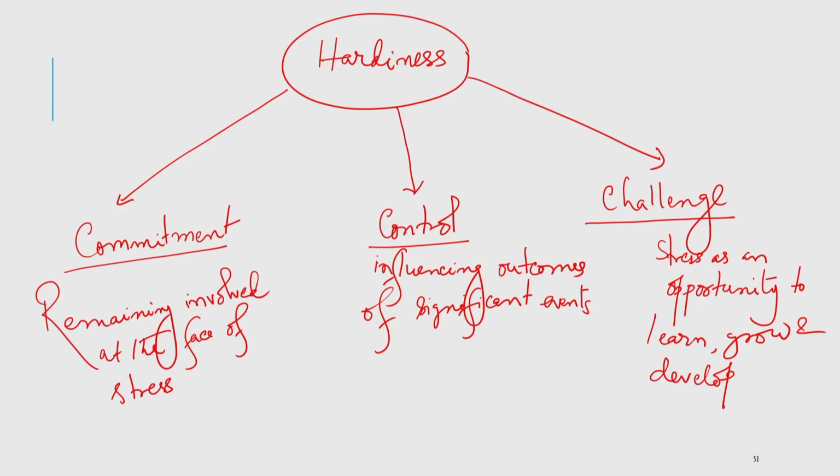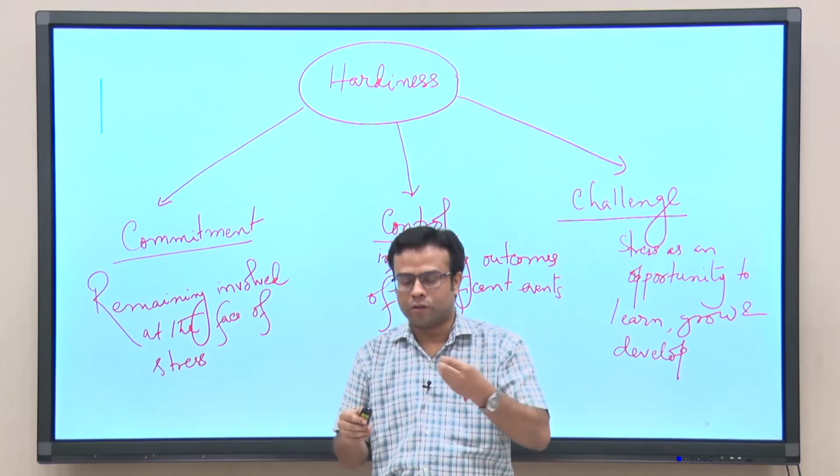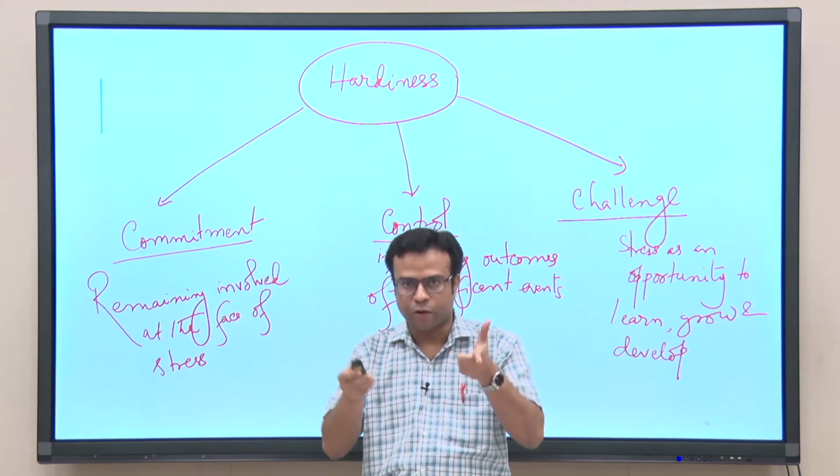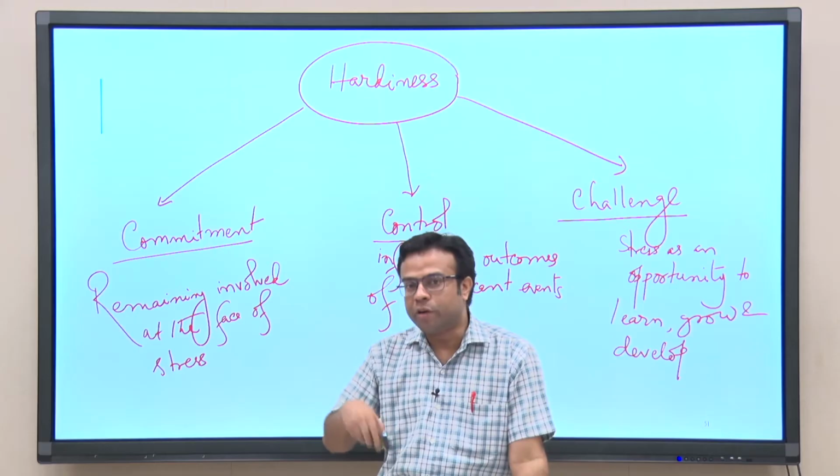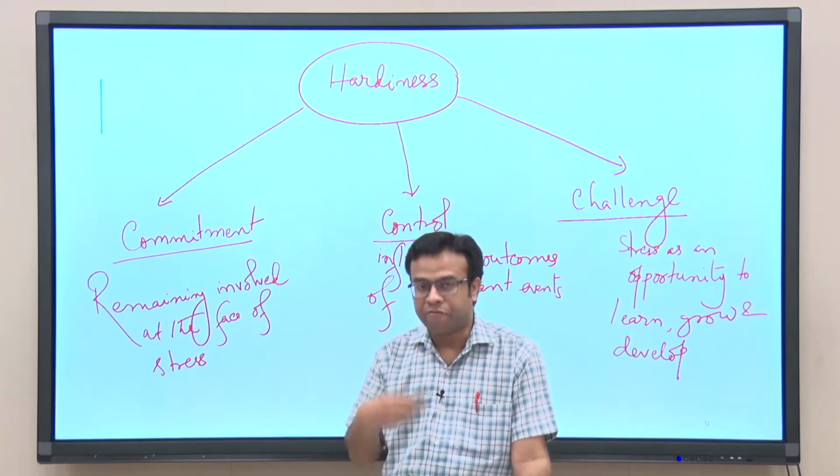One is sense of commitment, sense of control, sense of challenge. Commitment is about your ability to remain involved with a task even in the face of stress and difficulties. Control is about your ability or tendency to influence the outcomes of significant events, even when it seems very difficult, and you still try to make changes. And the sense of challenge is about looking at stressful circumstances as an opportunity to grow, learn and develop oneself. So, these three qualities make up the whole mental setup which can be defined as psychologically hardy.